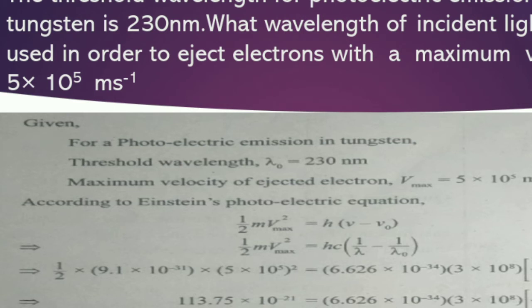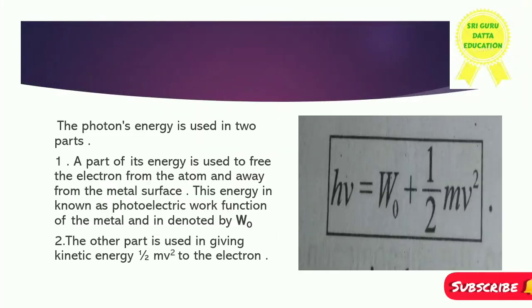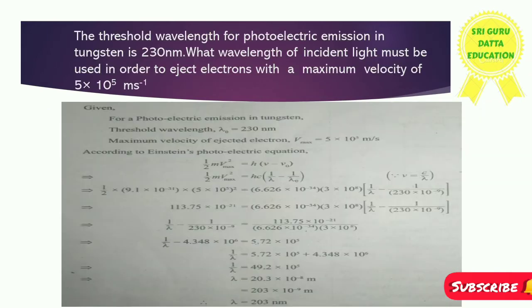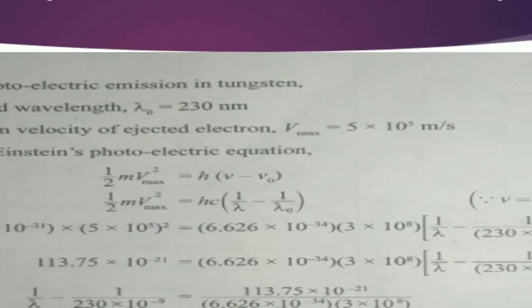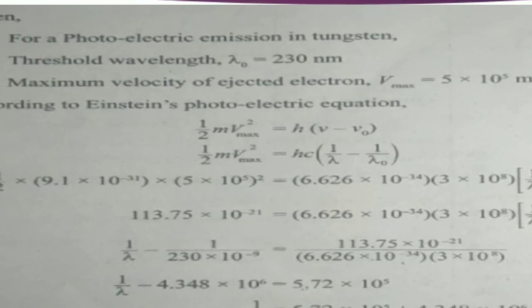According to Einstein's photoelectric equation, what is our equation? h nu equal to W0 plus half m v square. Here v square is written as Vmax, so half m v square max equals h, and here nu is further written as nu minus nu naught.